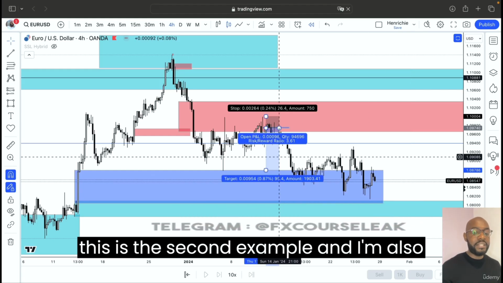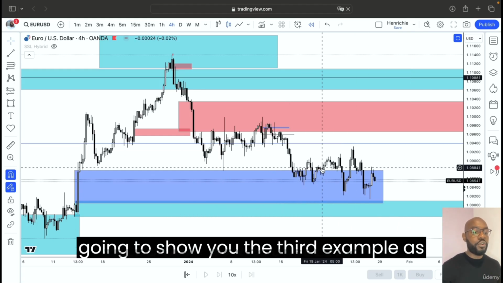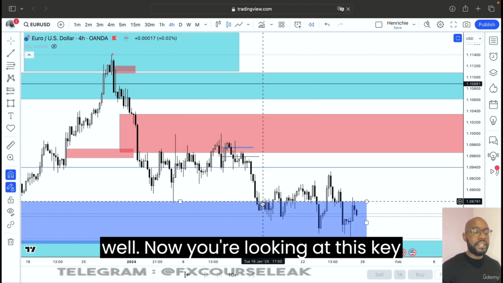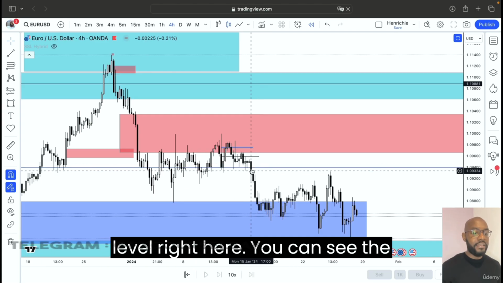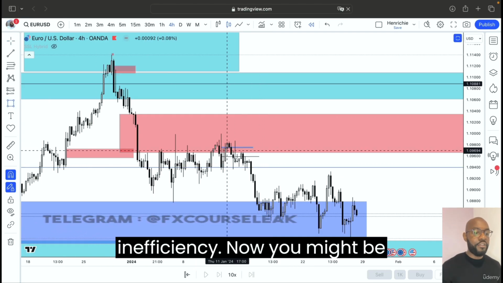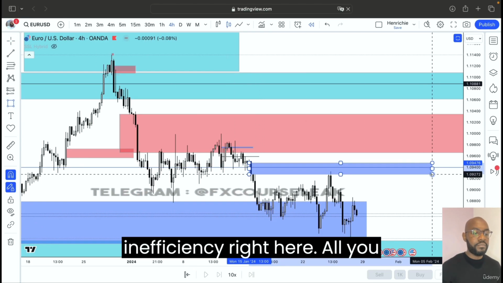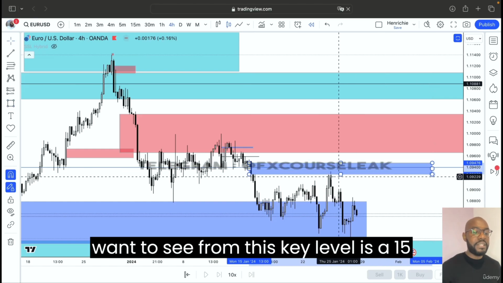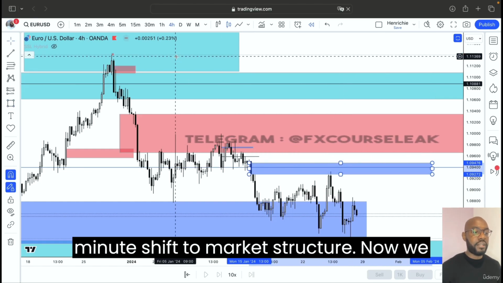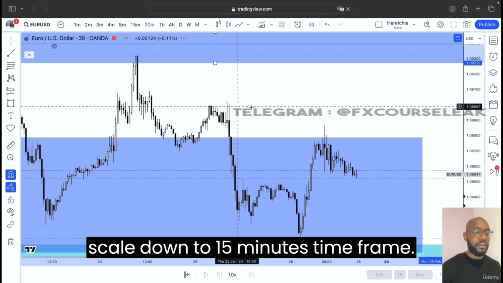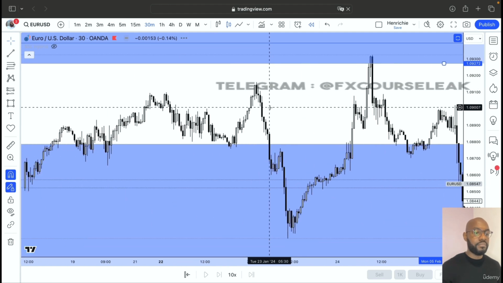So this is the second example, and I'm also going to show you the third example as well. Now you're looking at this key level right here. You can see the inefficiency. Now you mark the inefficiency right here. All you want to see from this key level is a 15-minute shift in market structure. Now we scale down to 15 minutes time frame.